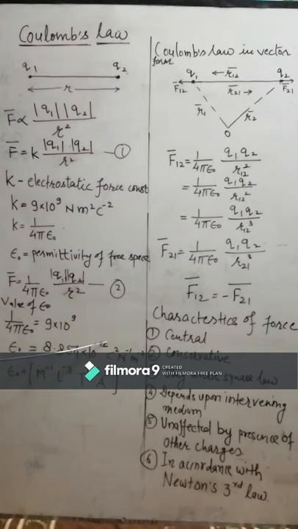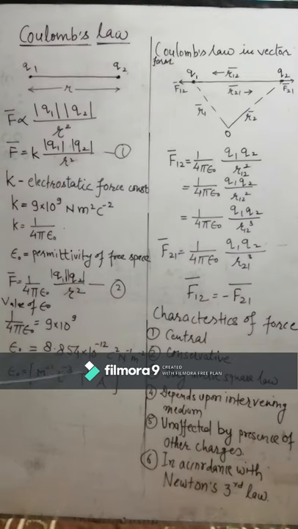8.854 into 10 to the power minus 12 coulomb square per meter square, and its dimensional formula is M minus 1 L minus 3 T 4 A 2. Every time I tell my students that there will be a question of 1 mark in a board exam, maybe related to some dimensional formula, related to unit, maybe related to some definition. So you must go through definition and this value, dimensional formula, units, etc. Okay?